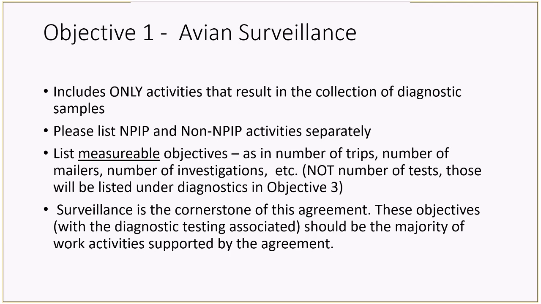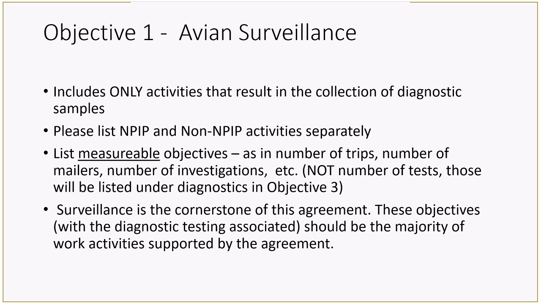That is a number of trips, a number of mailers, a number of investigations. For the surveillance objective, we ask that you not do the number of tests as the goal. Those will be listed under diagnostics in objective 3. So this is actual activities, folks going out to a fair or show and collecting samples, folks going to a live bird market and collecting samples, objectives such as those.